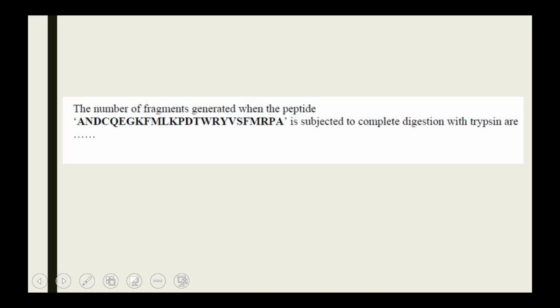Okay. So the next question here is the number of fragments generated when the peptide, whose sequence is given, is subjected to complete digestion with trypsin. So here it has been asked how many fragments will be generated after this polypeptide is digested with the trypsin enzyme. Trypsin is a protein, an enzyme, which works as an endopeptidase.